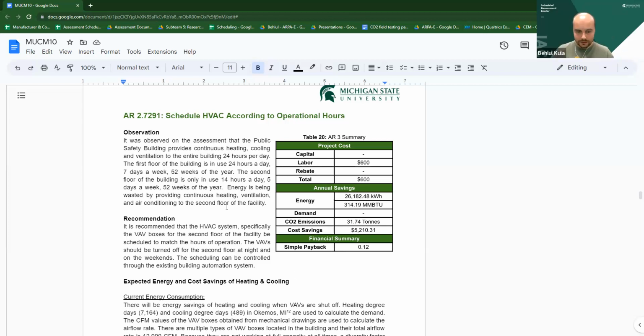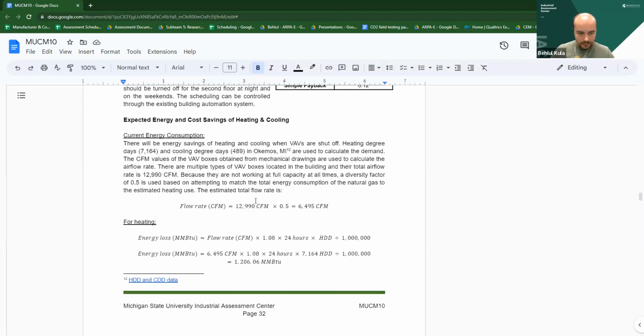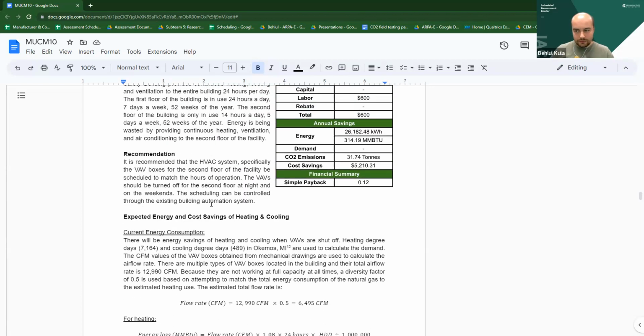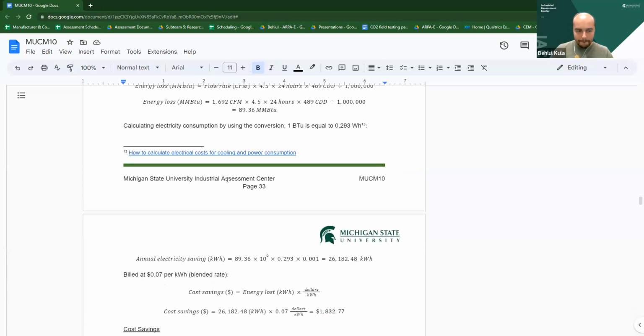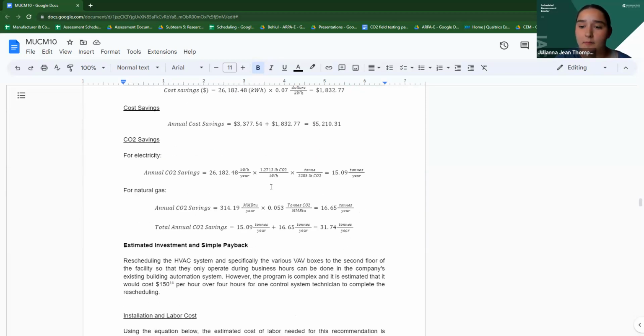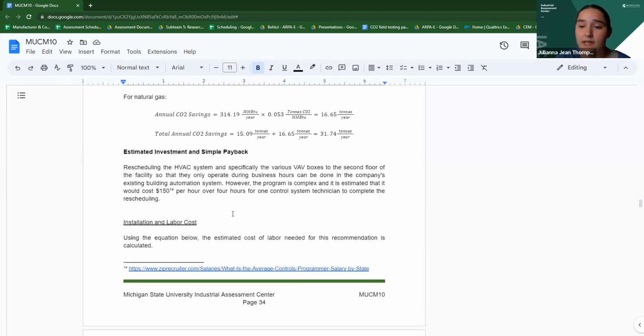Yeah. And I think the implementation of this one was very easy, just using your building automation system. You can easily program it. And we included some labor costs in that, if you needed to contact the company to have someone come out and help you set that up if you weren't sure how to do it yourself.